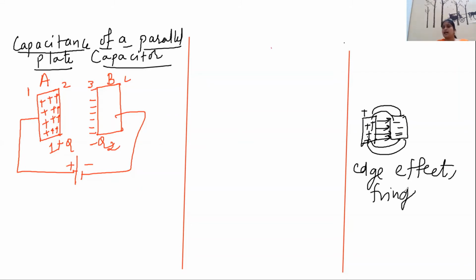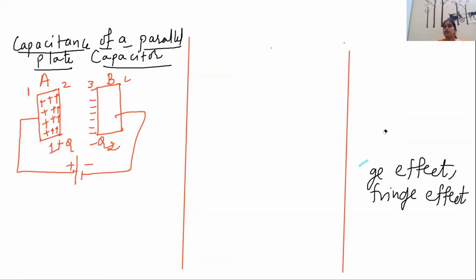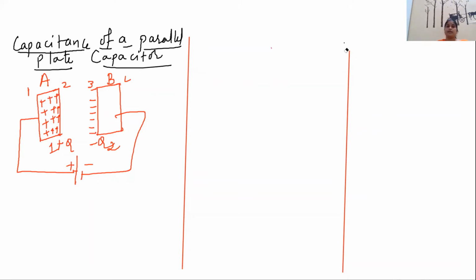But those things are neglected when we are doing all the concepts in the capacitor. So we are doing a theoretical version where the edge effects of these charged conductors are neglected, and we are only considering the charge to be uniform between plate A and plate B. Keep these points in mind.